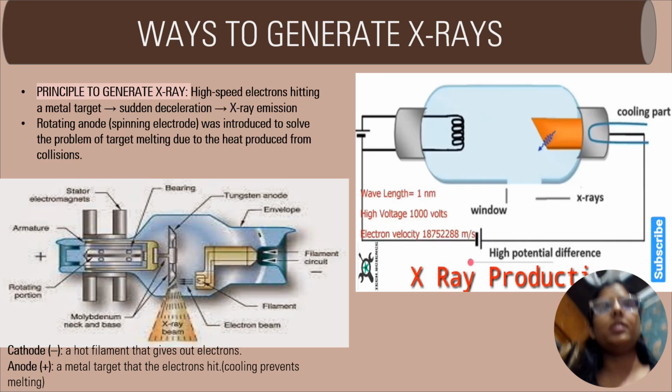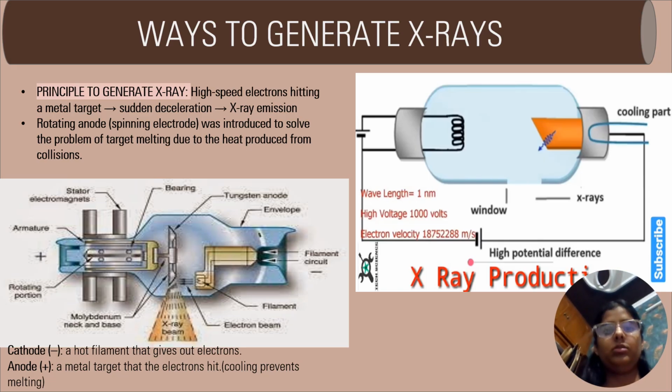Now let us discuss the ways to generate X-rays. Here you can see the basic setup to generate an X-ray in a glass vacuum tube. Now it mainly consists of two electrodes, a cathode and an anode, sealed inside vacuum.